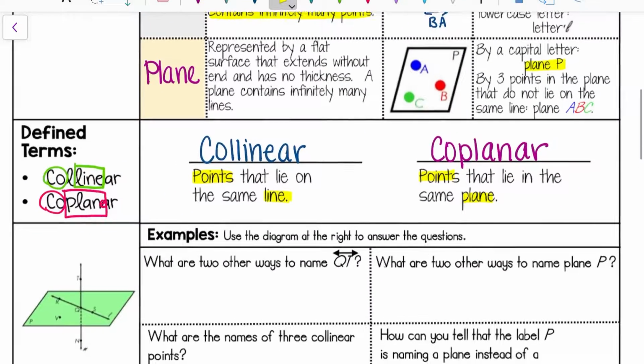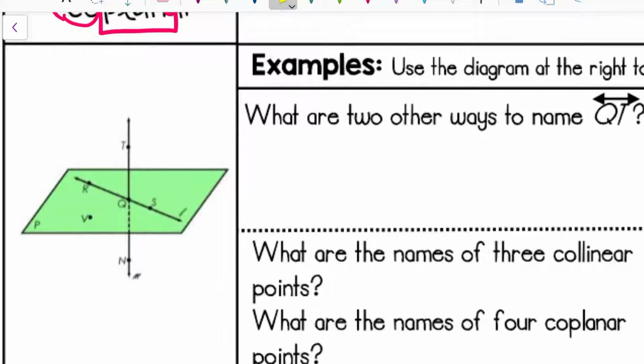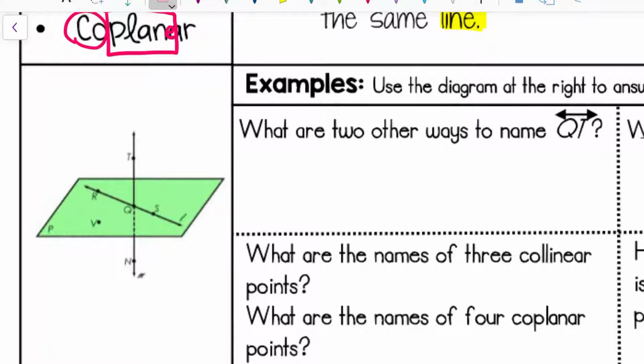So let's look at some examples using the knowledge that we've built so far. This green figure right here represents a plane. It's kind of like having a note card and drawing a line on it. This line right here would be like if you unfolded a paper clip and stuck it through the note card, it only intersects that note card at one point, which here would be point Q. Okay, so let's look at what we have. The first question says, what are 2 other ways to name line QT? Line QT is this line right here. It's the one I referred to as the paperclip going through the note card.